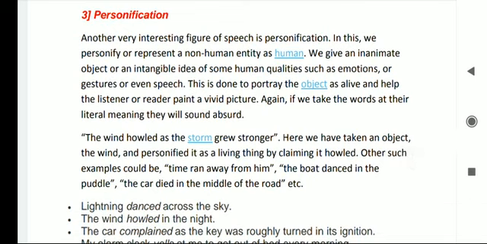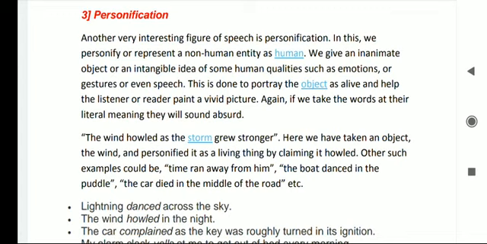Example: the wind howled as the storm grew stronger. Here we have taken an object, the wind, and personified it as a living thing by claiming it howled. Other such examples could be: time ran away from him.